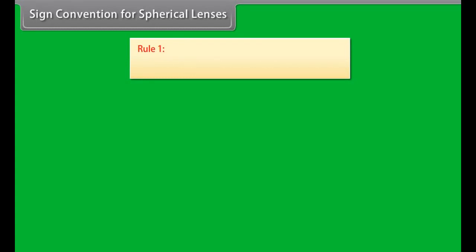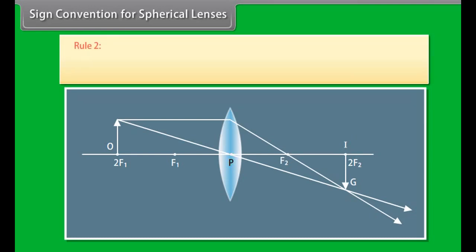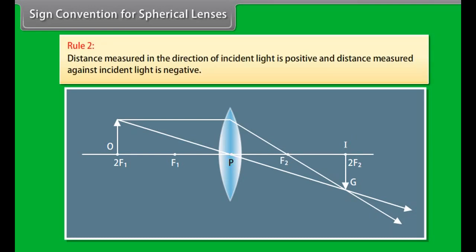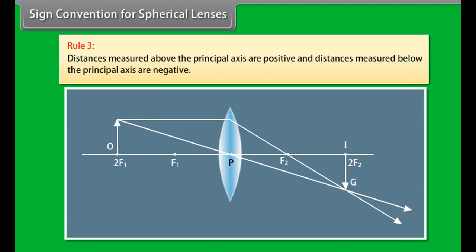Sign convention for spherical lenses. The sign convention rules are as follows. Rule 1: All distances are measured from the optical center. Rule 2: Distance measured in the direction of incident light is positive and distance measured against incident light is negative. Rule 3: Distances measured above the principal axis are positive and distances measured below the principal axis are negative.